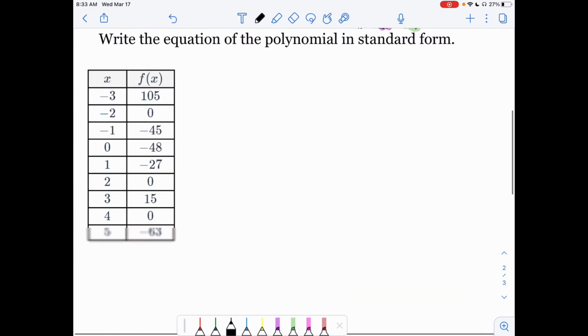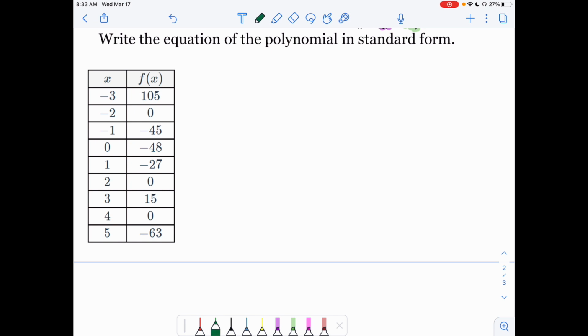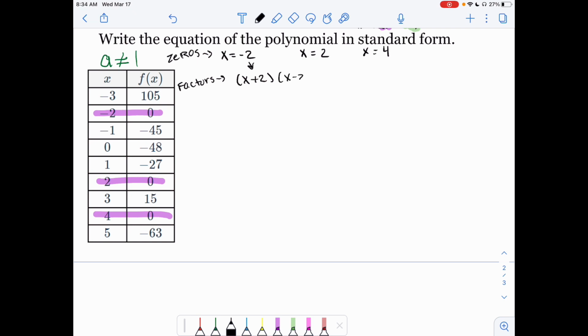Let's take a look at a second example, this time where a does not equal 1. In this case, a is not going to equal 1. Once again, I'm going to identify my zeros. Okay, so my zeros are x equals -2, x equals +2, and x equals 4. These are my zeros. And now my factors come from my zeros. So my factors are x plus 2, x minus 2, and x minus 4.